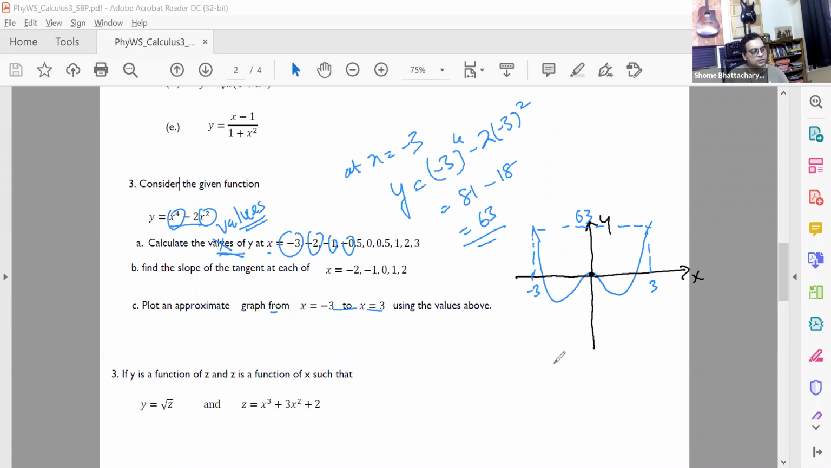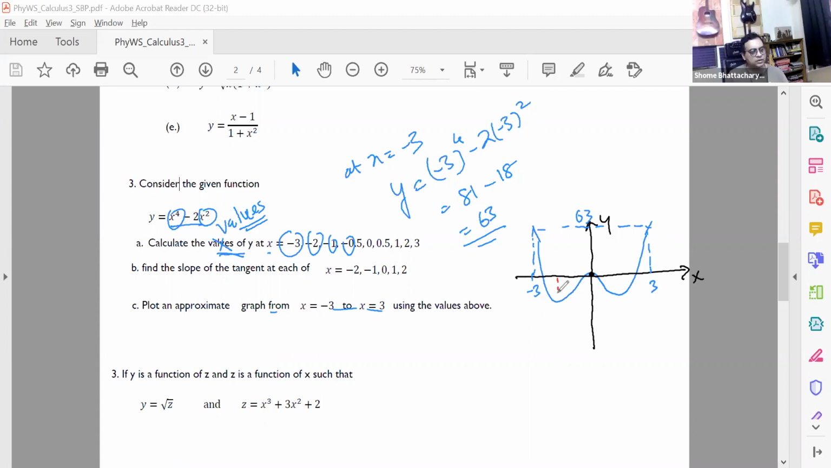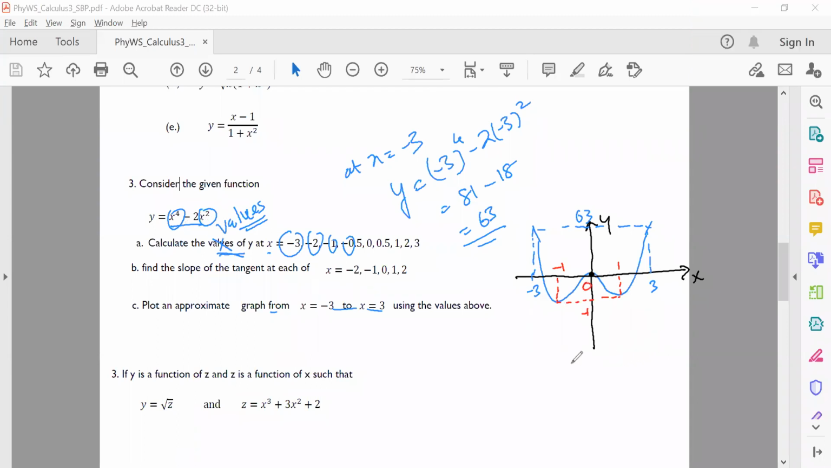Similarly, what you will see is that if you take the value at -1, its value will be how much? -1, and again at 1 also its value will be the same. Whereas at 0, its value is 0. So it has an interesting kind of shape like this.